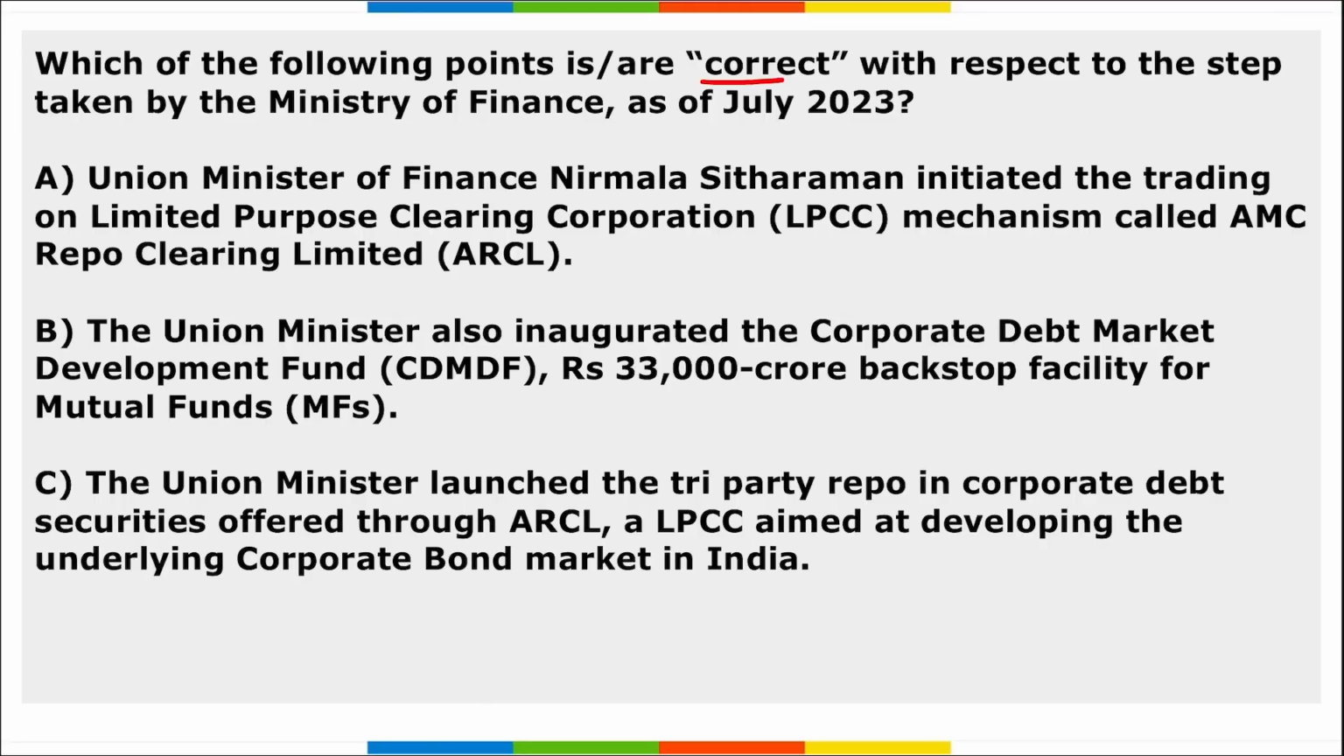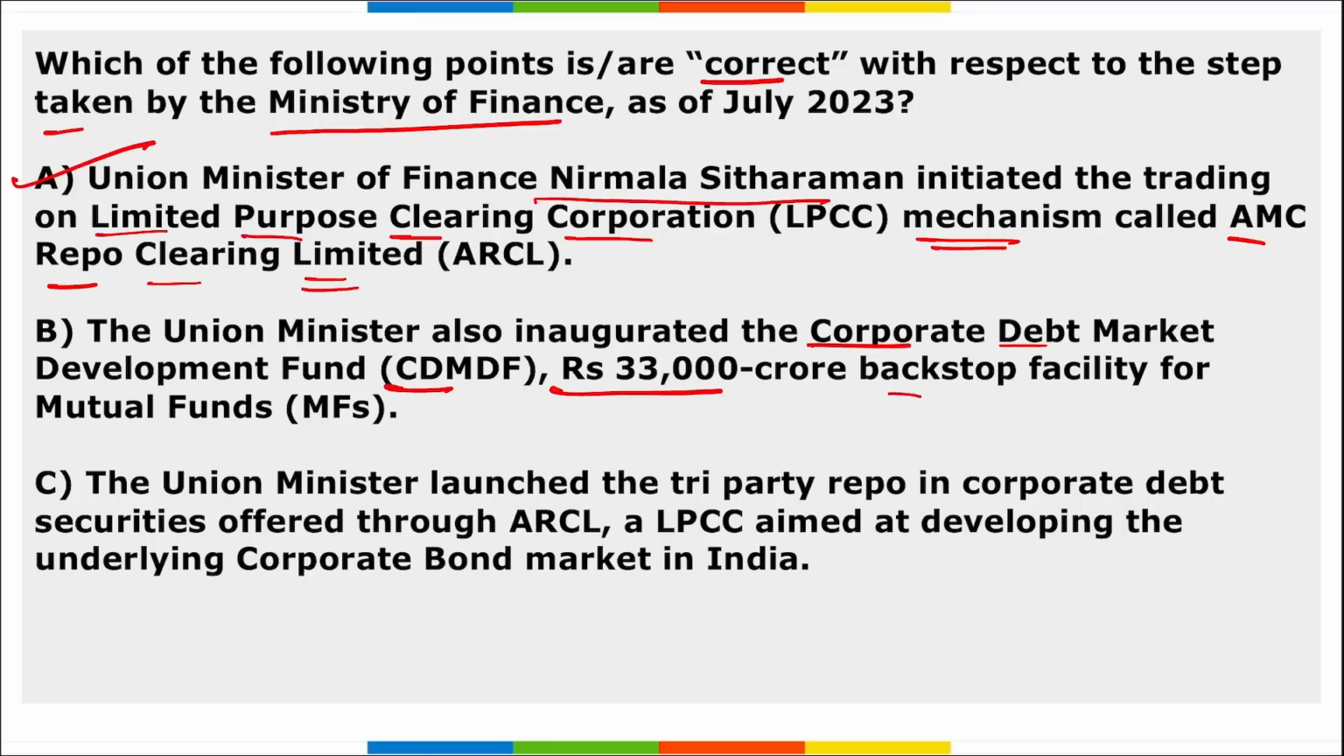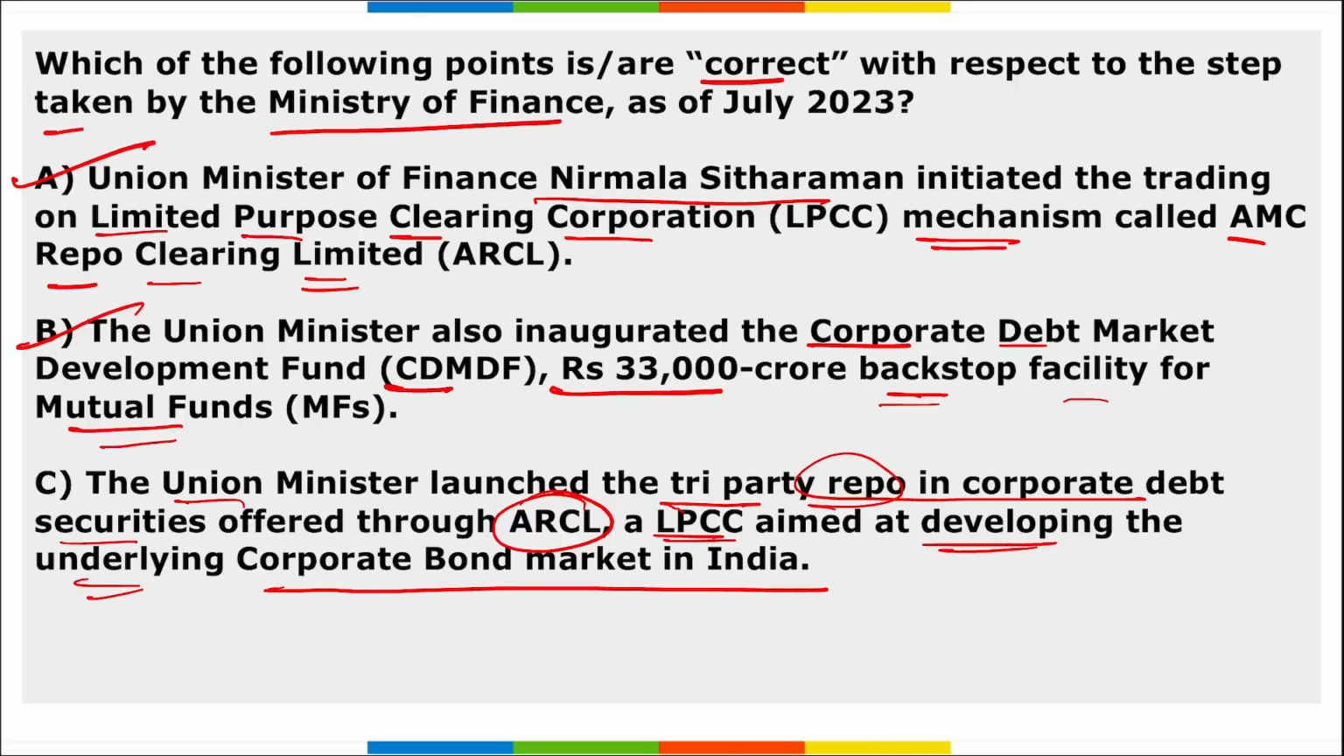Next, which among the following are correct with respect to the step taken by the Ministry of Finance as of July 2023? Option A, Union Minister of Finance Nirmala Sitharaman initiated trading on a limited purpose clearing corporation mechanism called AMC Repo Clearing Limited. So yes, correct. B, she also inaugurated the Corporate Debt Market Development Fund worth 33,000 crore rupees, a backstop facility for mutual funds. Correct. C, the Union Minister launched tri-party repo in corporate debt securities offered through ARCL, an LPCC, aimed at developing the underlying corporate market in India. So all three options are correct here.